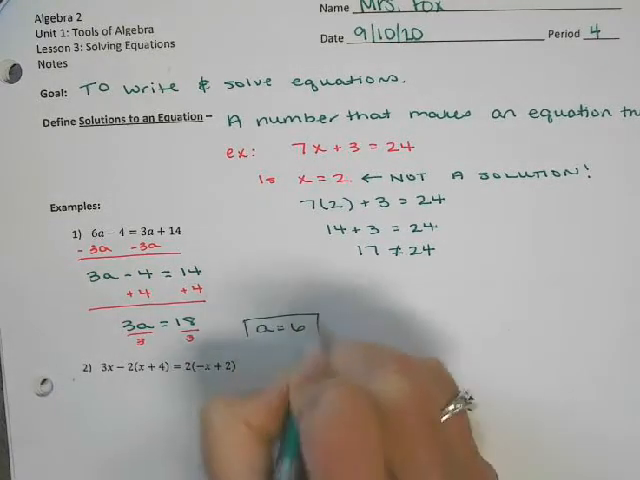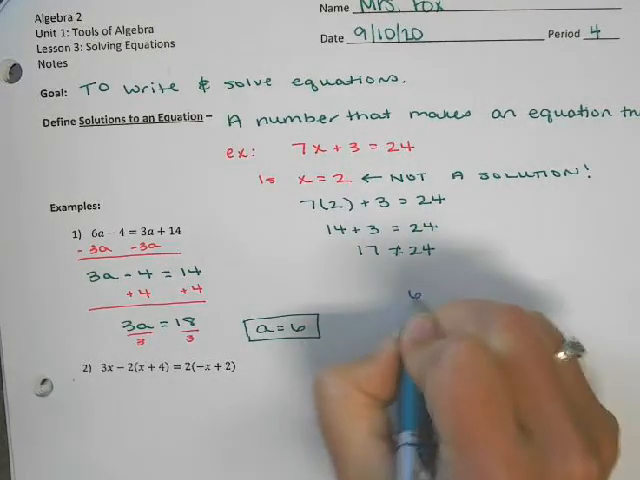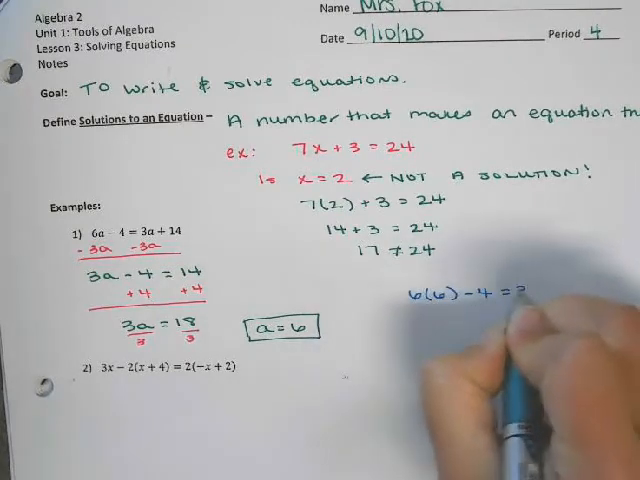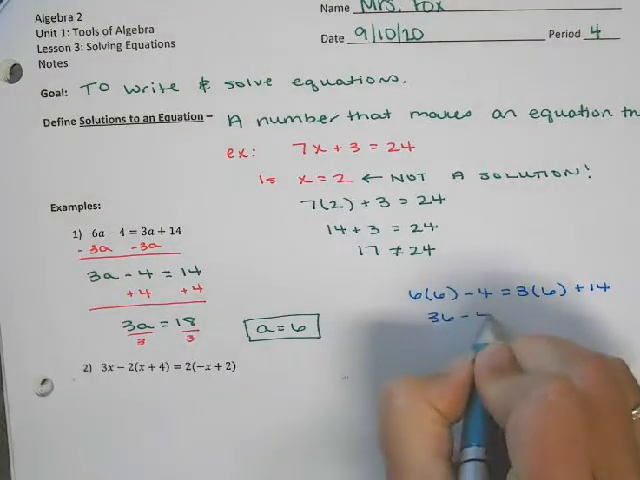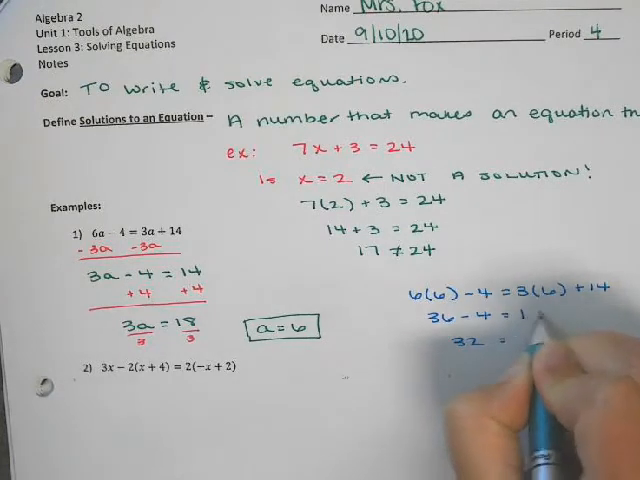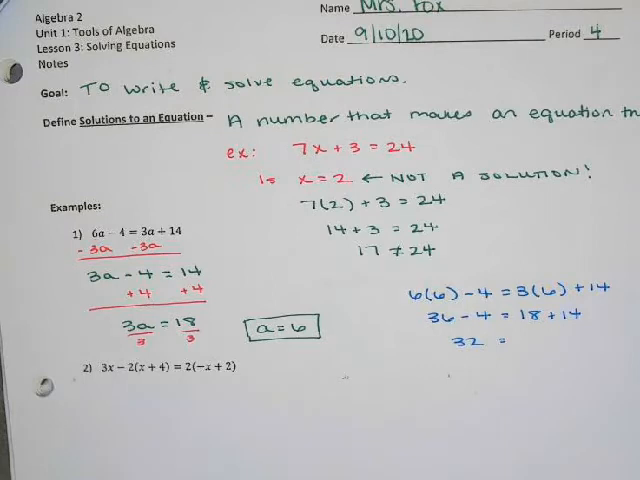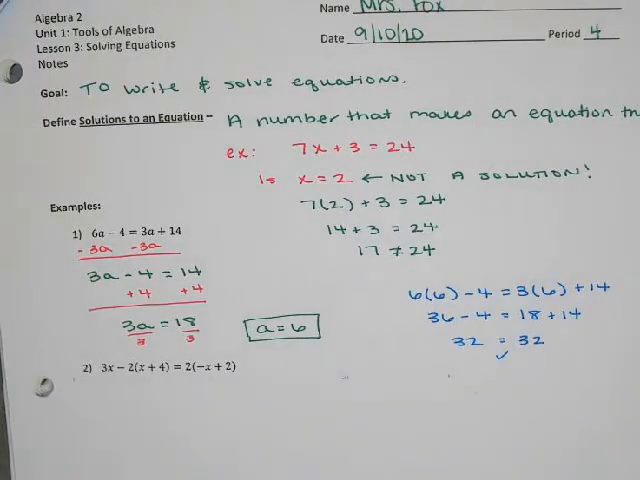Now we have to check to see if that is a solution. So we plug it back in. That's how we check our answers. And I'm pretty sure on your assignment it does tell you to check your answers. So 6 times 6 minus 4 equals 3 times 6 plus 14. 36 minus 4 is 32 on that side. And this one's going to be 18 plus 14, which is also 32. And that's how we can check our solution, is that the equation is true. 32 is equal to 32.